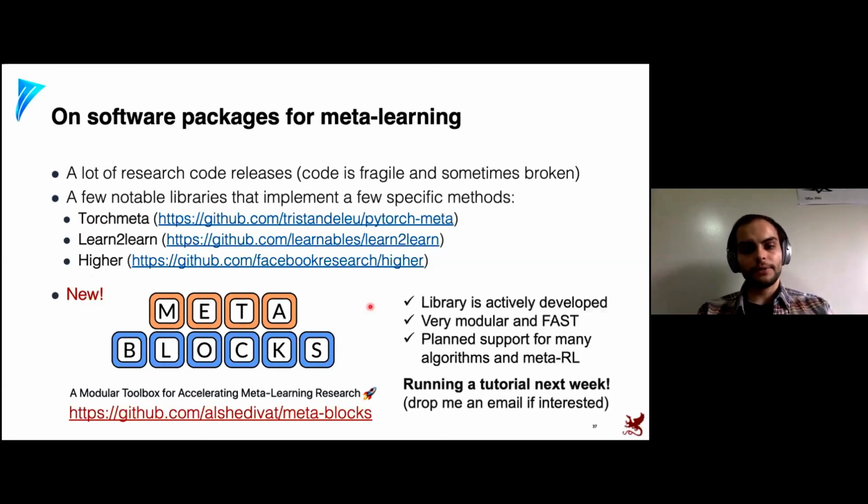Right. Yeah, so this library is currently under active development. It's very fast and modular, and this is the focus. The focus is on modularity. We're planning to support a lot of things, and I'll be running a tutorial actually next week, for some friends and collaborators at CMU. So if you're interested in learning more, drop me an email. Okay.